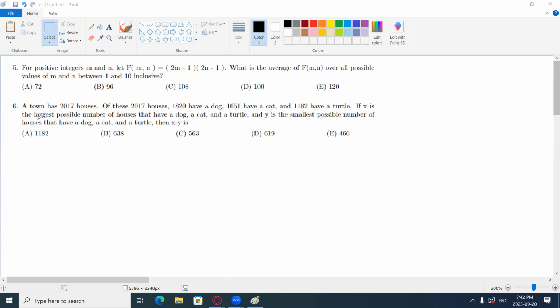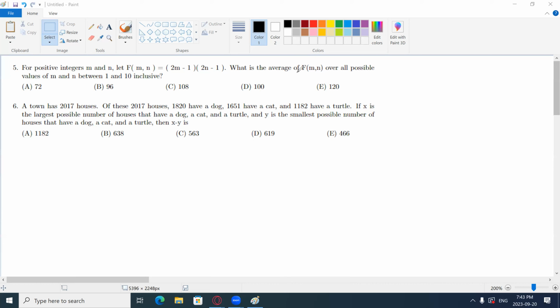And now let's move on to question 6. Question 6 is asking what is the number of houses that have a cat, a dog, and a turtle. We know there are 2,017 houses, and 1,820 of them have a dog, and this amount have a cat, and this amount have a turtle.